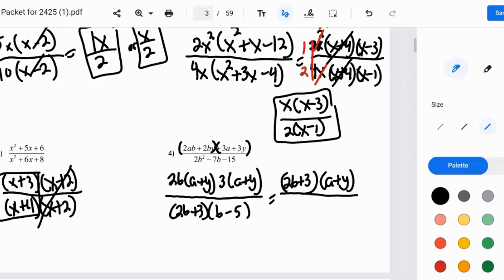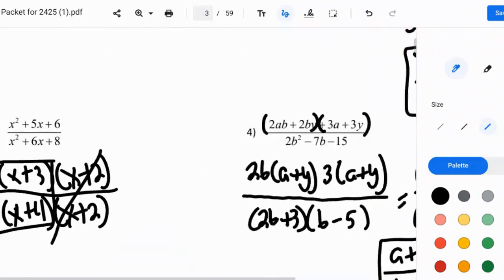And I think that makes sense because I see a 2b plus 3 up top. Normally one of them will be in common at least. So now I see this 2b plus 3 on the top and the bottom. Those cancel. So I'm left with a plus y over b minus 5 in the end.